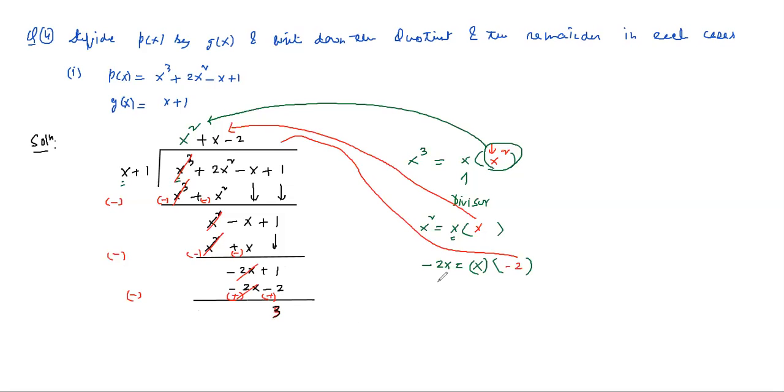So now here you write: therefore, quotient q(x) will be equal to x square plus x minus 2, and remainder r(x) will be equal to 3. So you are done with the result. Please note it down. Go through it. If you have understood or not, let me know. And if you have understood, well and good.